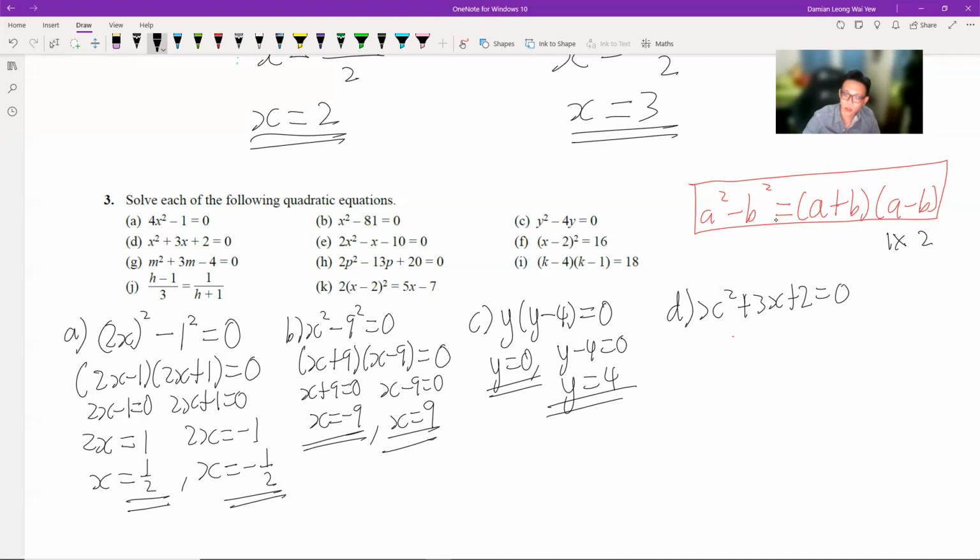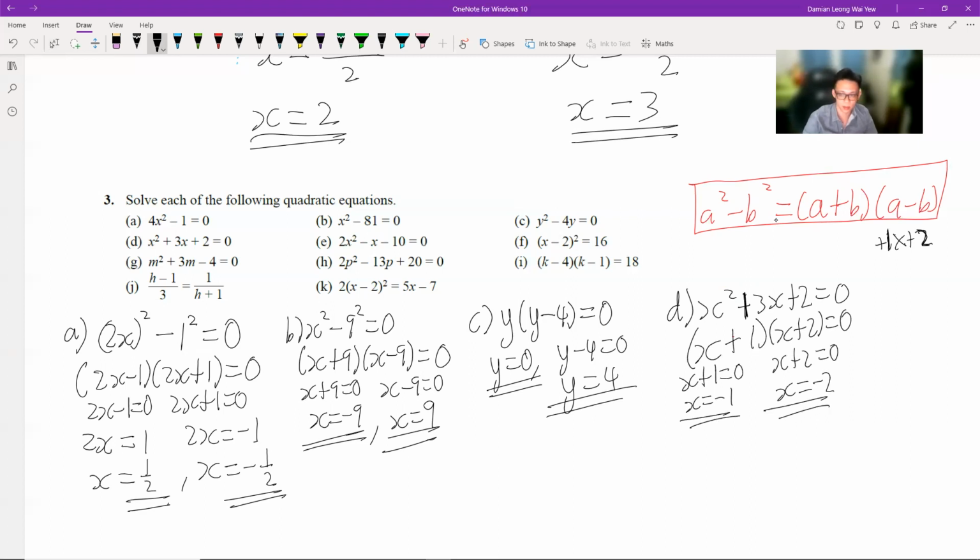In order to get plus 3, we look at the number in the middle, plus 3. I need to either plus or minus these two numbers. So to get plus 3, I must plus 1 plus 2. Then I straight away put that into the brackets. x plus 1, bracket x plus 2 equals 0. Means it's either x plus 1 is 0, x is -1, or x plus 2 is 0, x is -2. So the two possible answers. All right.